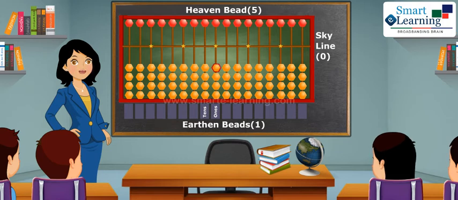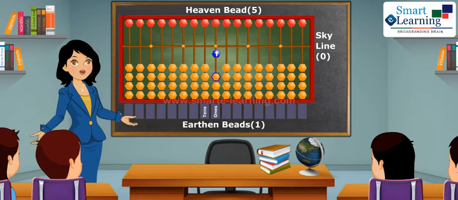The value of one earthen bead is equal to 1, whereas one heaven bead co-equals 5. To show 1 on one's place, we will bring one bead upwards. It shows 1.